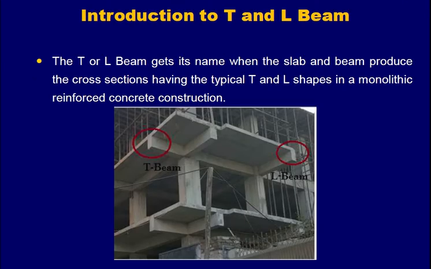Now, introduction to T and L beams. As you already know, the T or L beam gets its name when the slab and beam produce cross sections having the typical T and L shapes in monolithic reinforced concrete construction. You can see the encircled portion in the figure. This is a beam and this is a slab, so it is making the configuration of a T. If you can see, this beam has a slab only at one side, so it's an inverted L. These beams got their names from their geometric configuration. That's why they are called T beams and L beams.